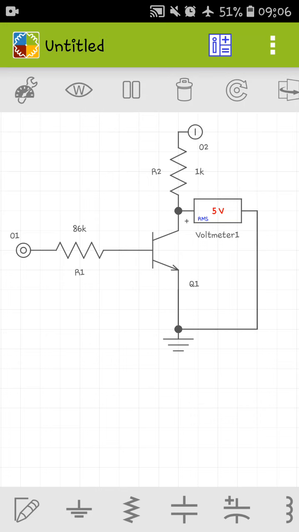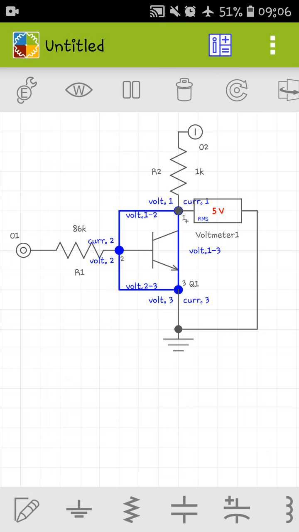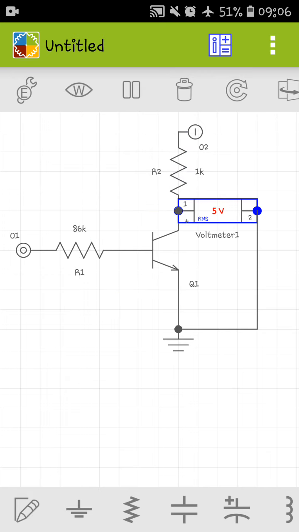Hi guys, today we'll make a NOT gate using a transistor. So let's see the diagram. This is the input, this is the base resistor, this is the collector resistor, this is the BC547 transistor, this is the voltmeter, this is VCC, this is ground. Here I have given 0 at input and the output is 5 volts.